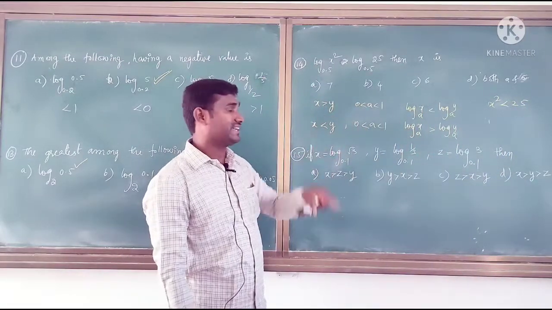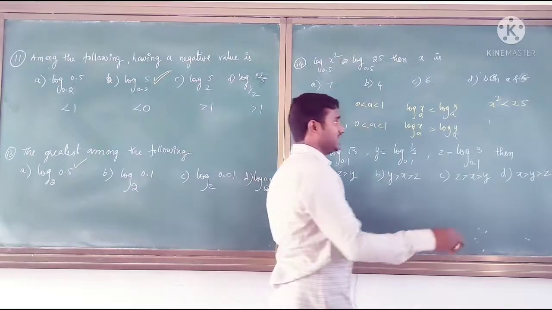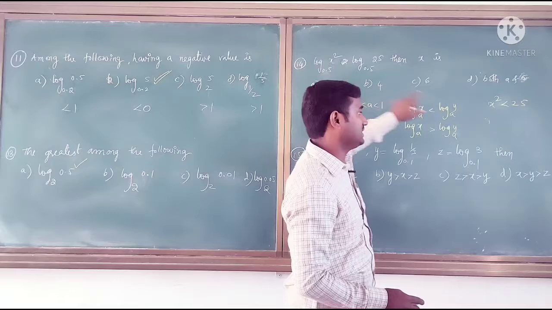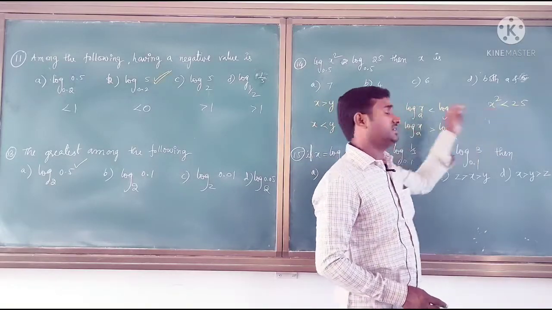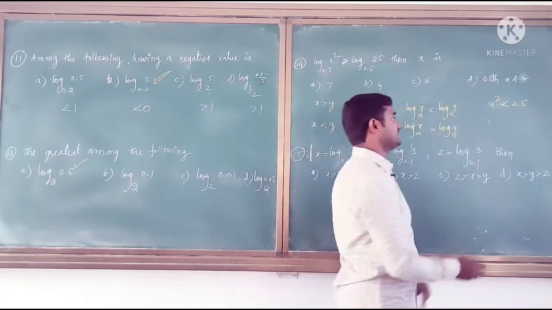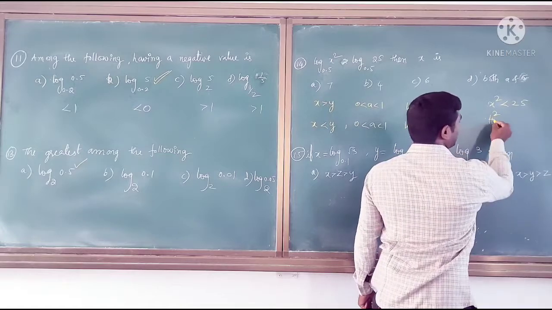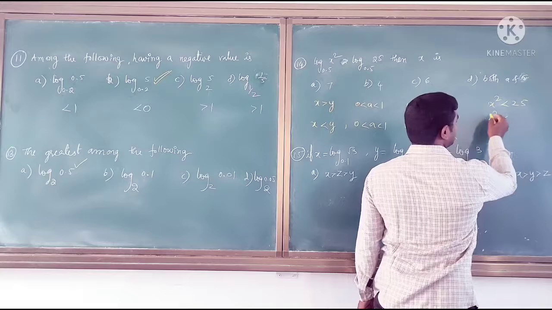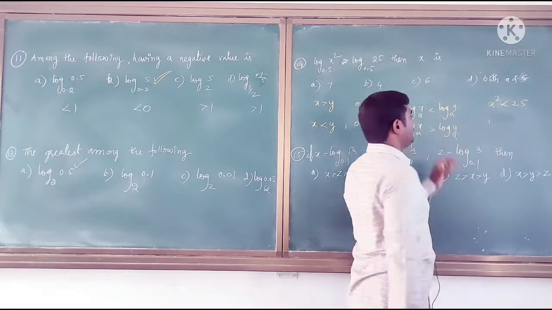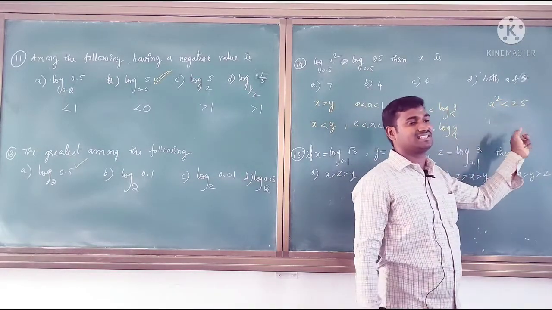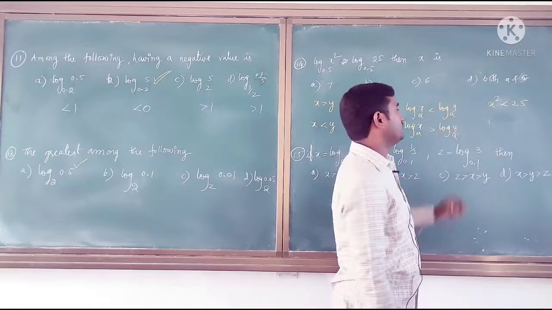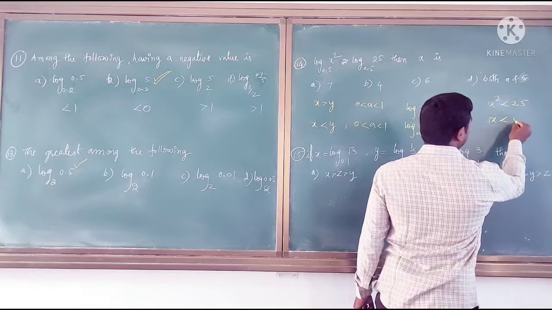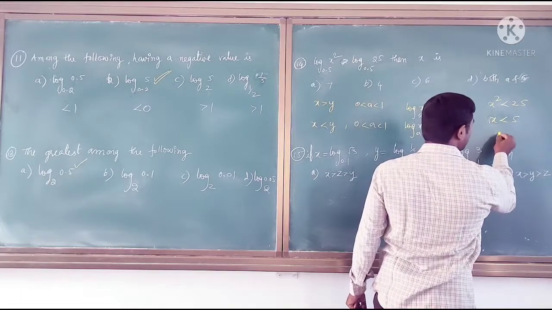x square is less than 25 means the x value must be in the given options. 7 square is not less than 25. If x is equal to 4, then 4 square is 16, so 16 is less than 25. 6 square is not less than 25. So among these, the correct option is 4. So x is less than 5, then x is equal to 4.